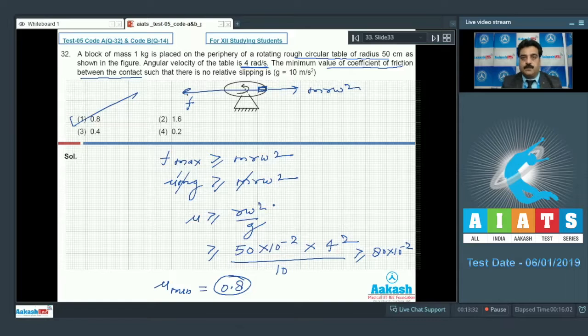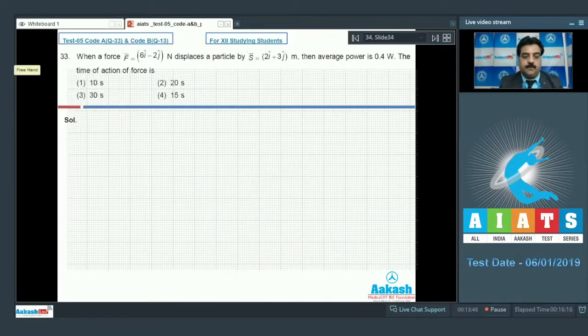So let's move on to question number 33. In question number 33, when force 6i minus 2j cap Newton displaces a particle by 2i plus 3j, then average power is 0.4 watt. The time of action of force is?